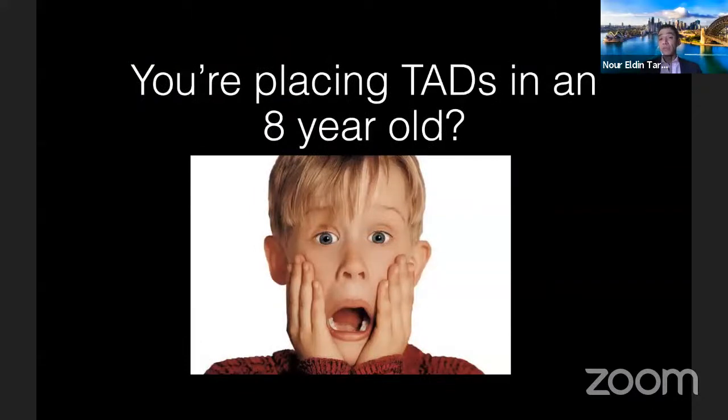So do we routinely do TADs in children 8 years old? Absolutely. And I don't see any reason not to, because it makes perfect sense. If we want to do orthopedic treatment, then the problem is not the teeth. Then we need to target the jaw.